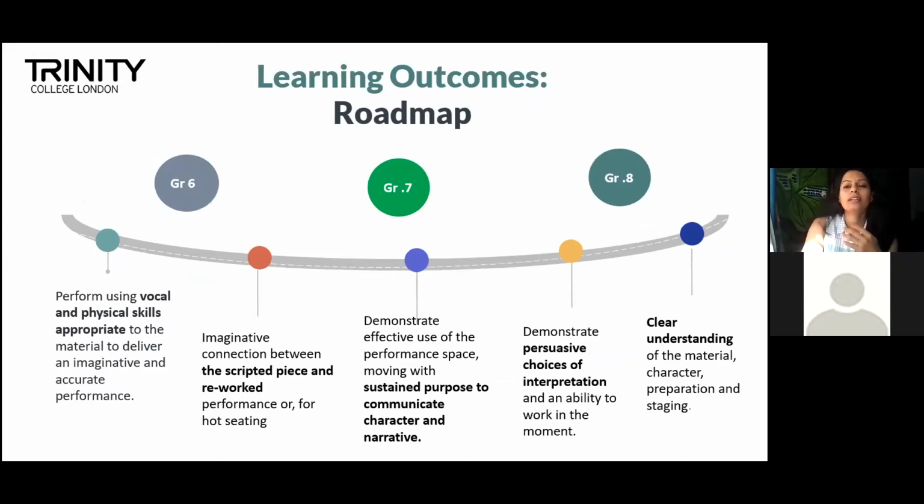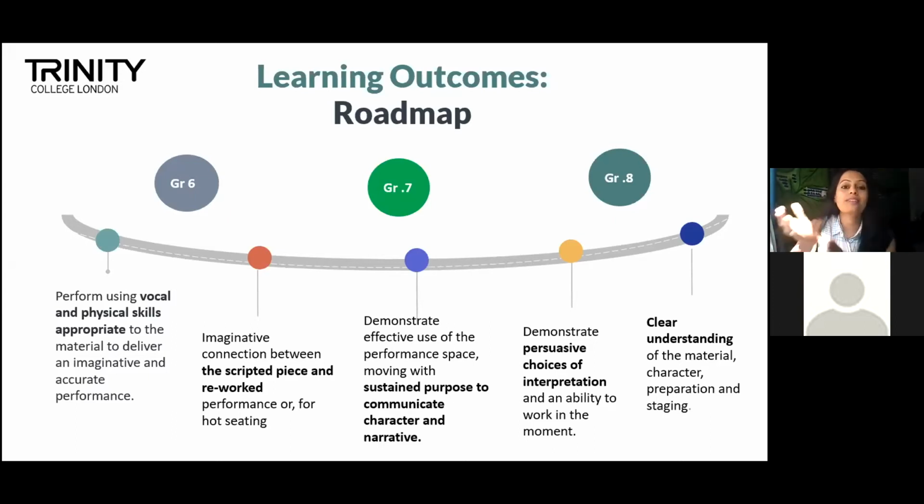So coming to the learning outcomes of grade 6, 7, and 8. If you look at the previous webinars where we had spoken about grade initial to grade 5, you would see that there were differences in techniques. But at grade 6, 7, and 8, the techniques have already been learned. And now it's the level of understanding which is tested. So when it comes to grade 6, what is required is how imaginatively you can involve your vocal and physical skills into producing an accurate performance. There's no flaw that you can see in it.